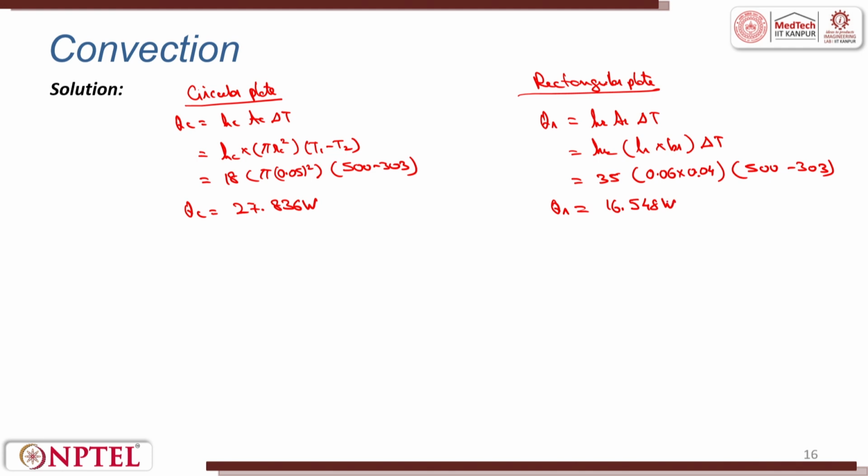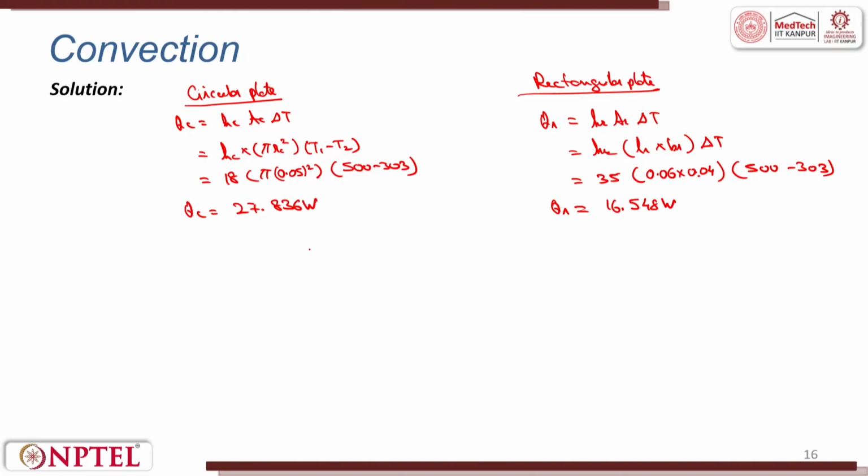16.548 watt. Now, directly we can see the heat transfer for a circular plate and for a rectangular plate. They say compare and find which cross section would we choose for the maximum heat transfer or better heat transfer. When we compare the coefficients here, you can see QC is greater than QR. That is, the circular plate of this dimension that is given transfers more heat than the rectangular plate of the given cross section.